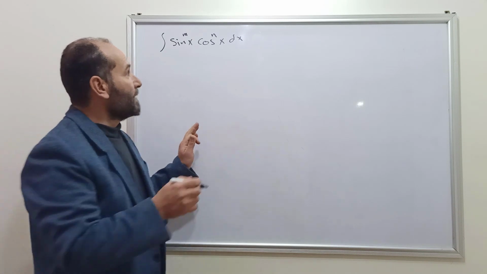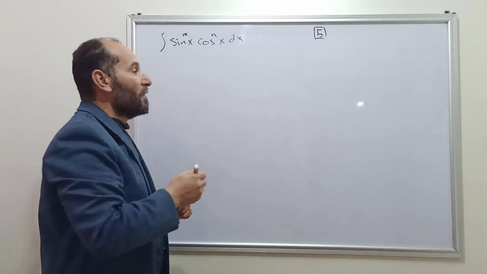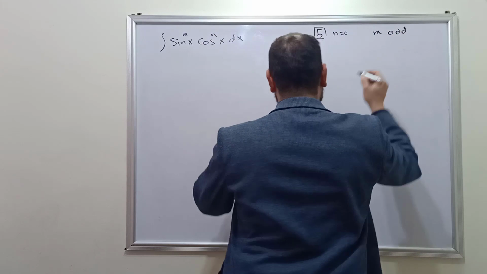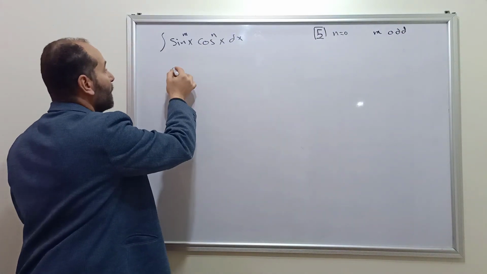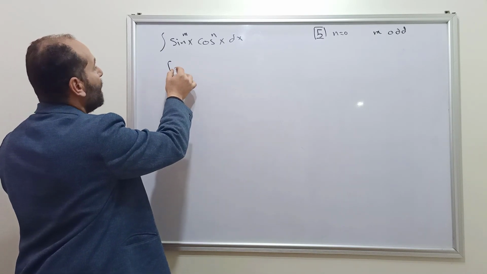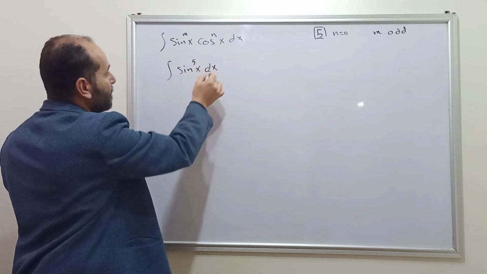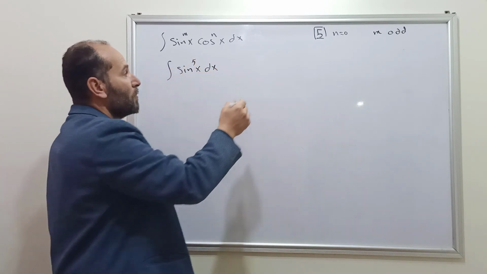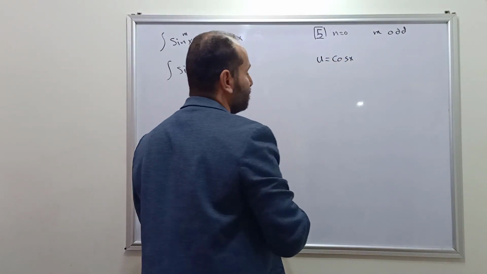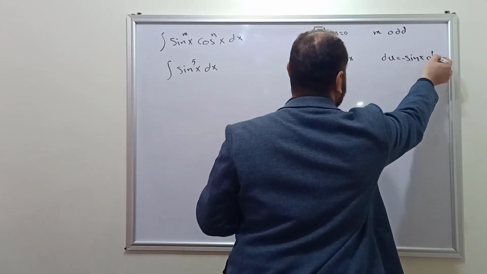The fifth case is if n equals 0 and m is odd. For example, the integration of sine to the power 5 x dx. In this case, we take u equals cosine x and du equals negative sine x dx.